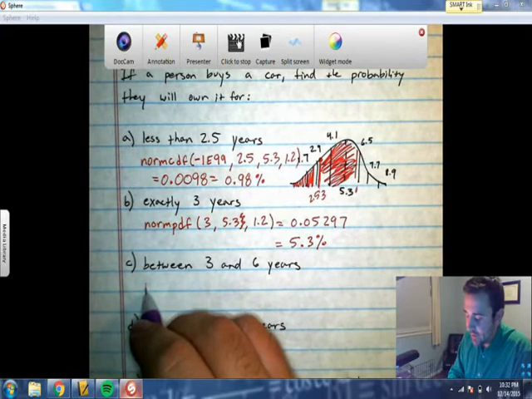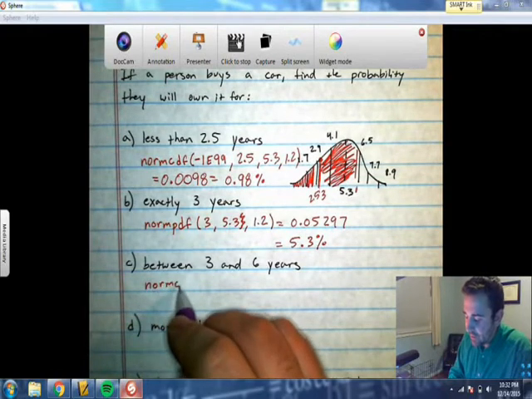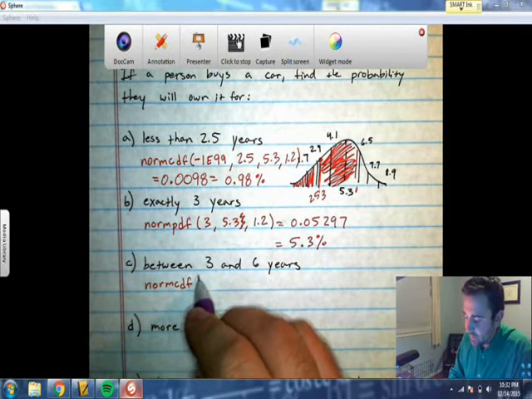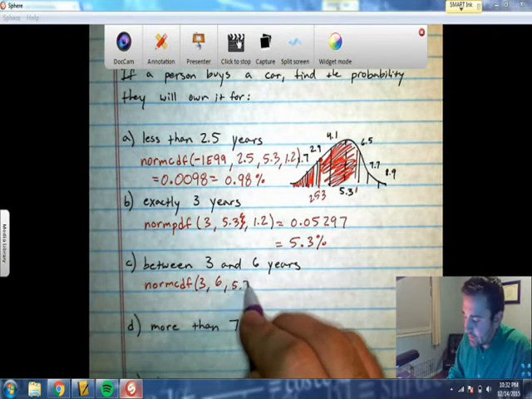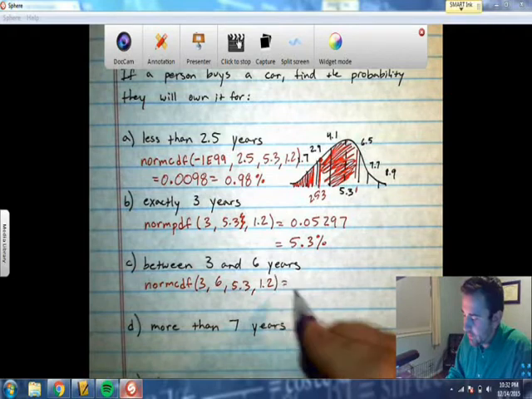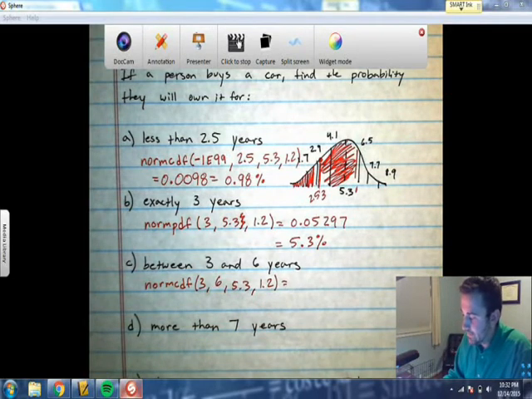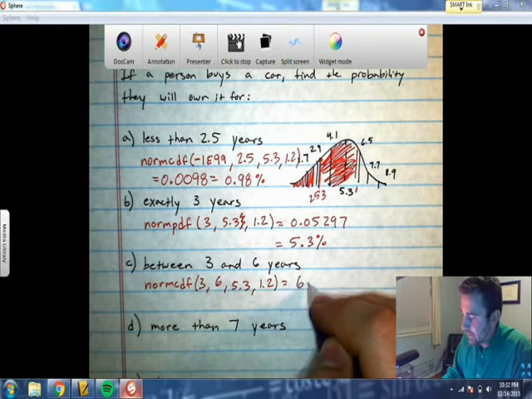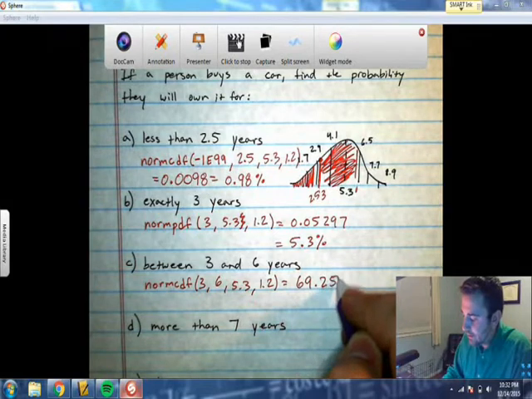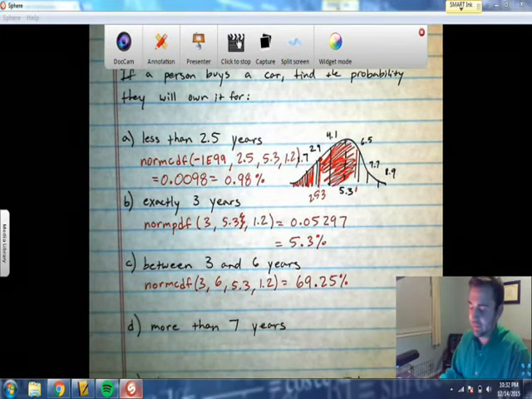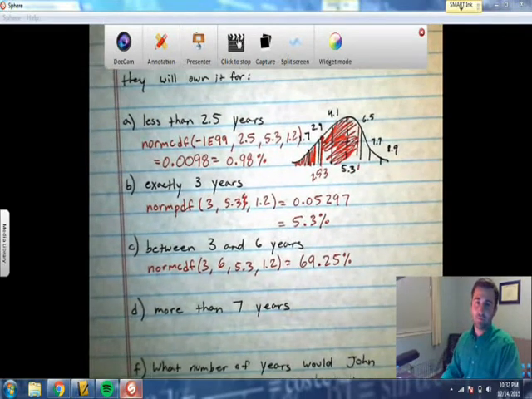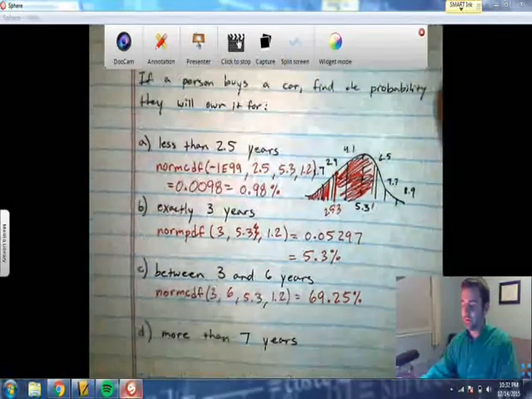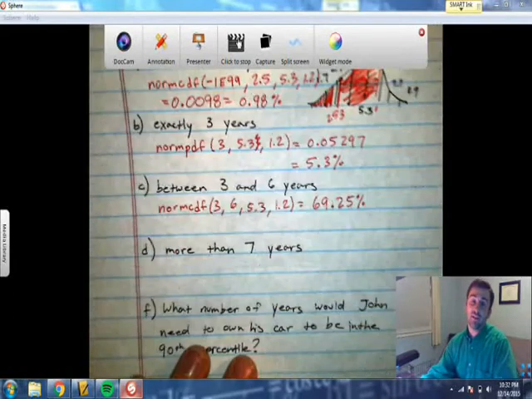Since it's a bound, we're going to use the cumulative distribution. The lower bound here would be 3, the upper 6, with a 5.3 and 1.2, and I would get a value of 69.25%, which absolutely makes sense in context here. So the probability that an American will own a car between 3 and 6 years is almost 70%, 69.25.